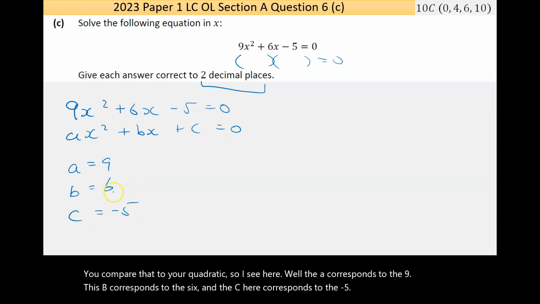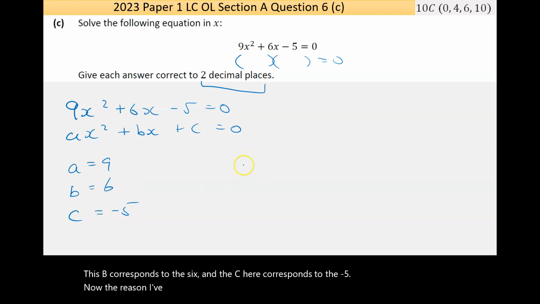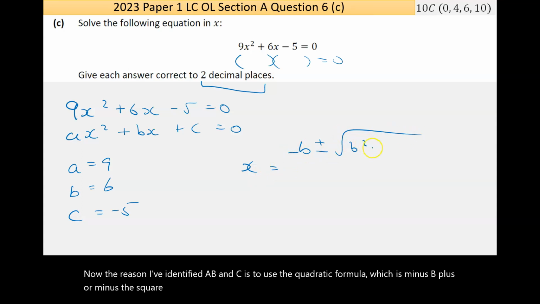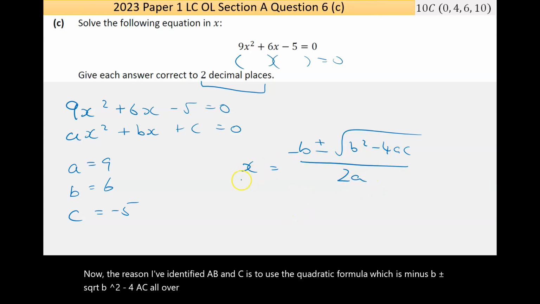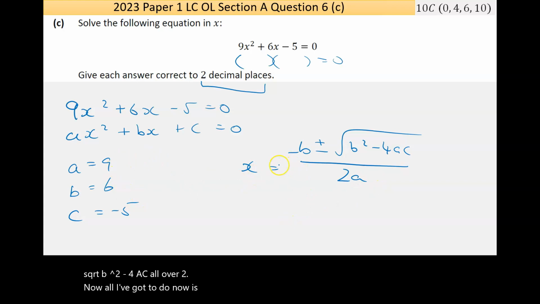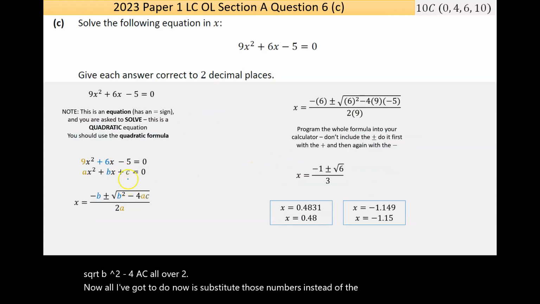Now, the reason I've identified A, B, and C is to use the quadratic formula, which is minus b plus or minus the square root of b squared minus 4ac all over 2a. Now, all I've got to do now is substitute those numbers instead of the letters. So in the notes here, I've done that.